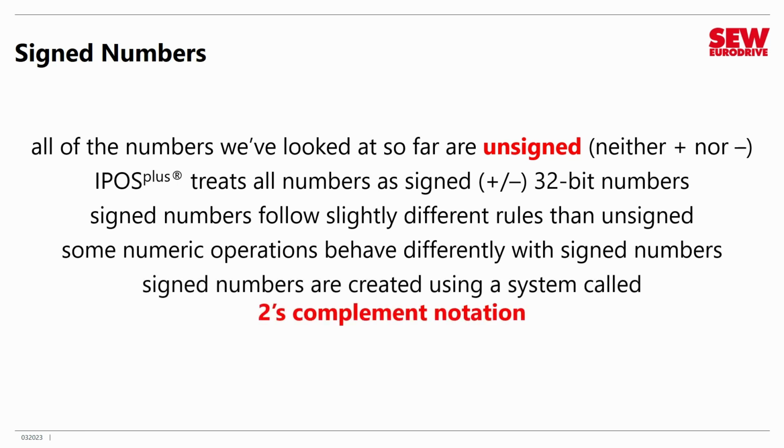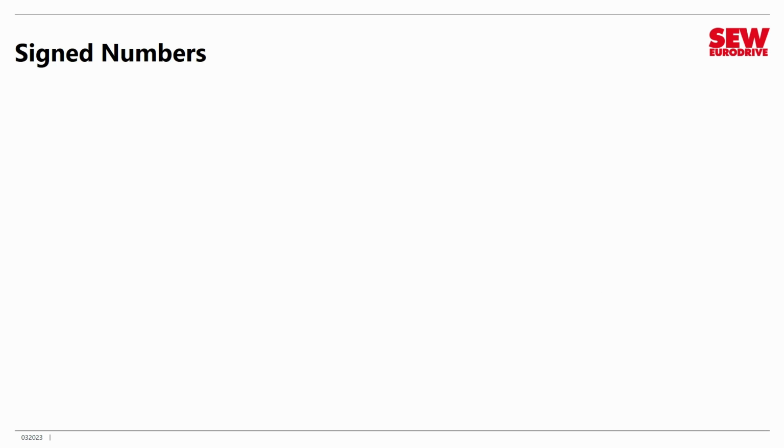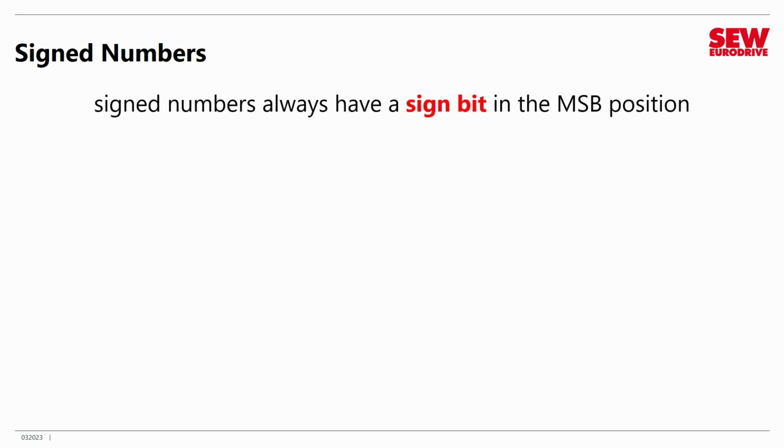Signed numbers are created using a system called 2's complement notation, which sounds really fancy. Mathematicians think it's really clever. Actually, it is kind of clever. But don't let the name throw you. It's actually relatively easy. Let's look at how it works.